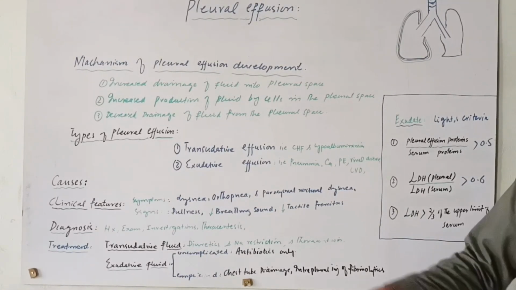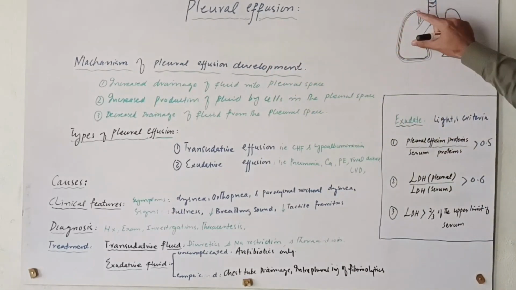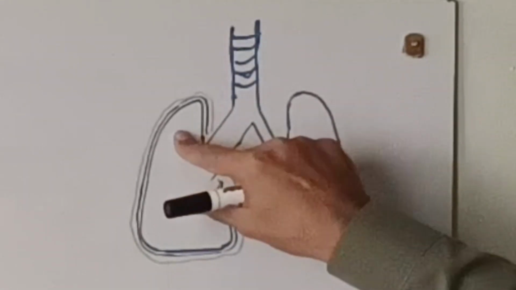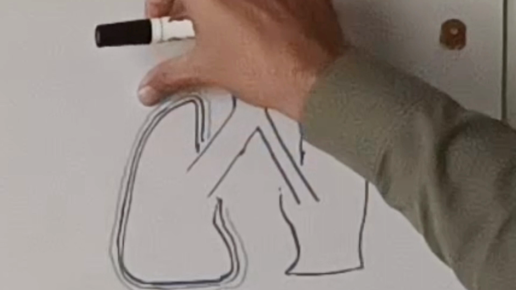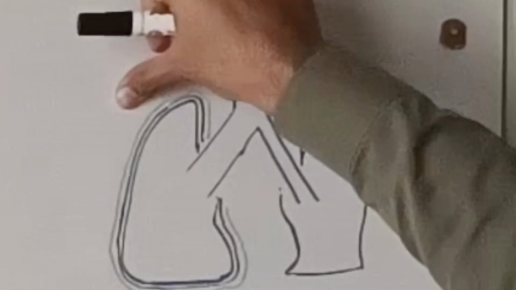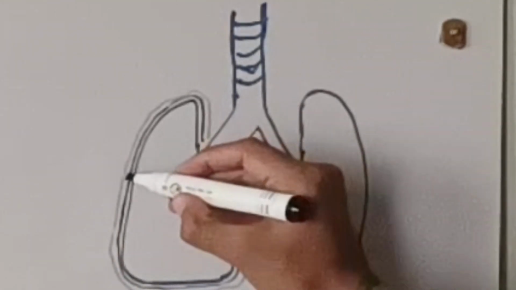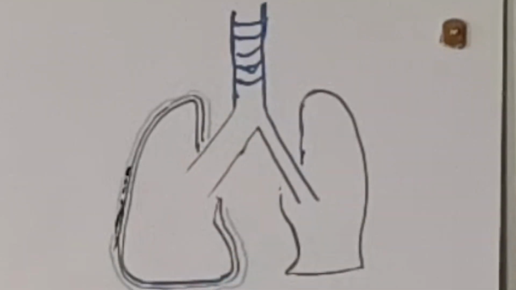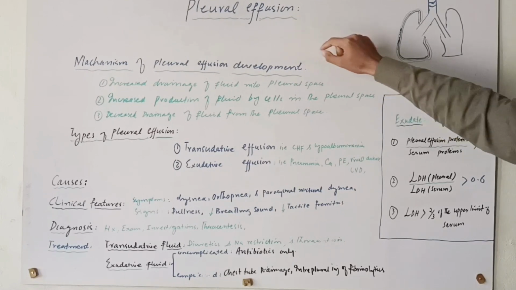In this video I am going to talk about pleural effusion. But before discussing pleural effusion, I am going to talk about the pleural space. Here you can see this is the lung. The lung is surrounded by a double membrane. One is the inner layer, which is the visceral pleura. The other is the outer layer, which is the parietal pleura. In between these two membranes there is a potential space. This potential space is called the pleural cavity or the pleural space. Whenever fluid accumulates in this pleural cavity, this condition is called a pleural effusion.